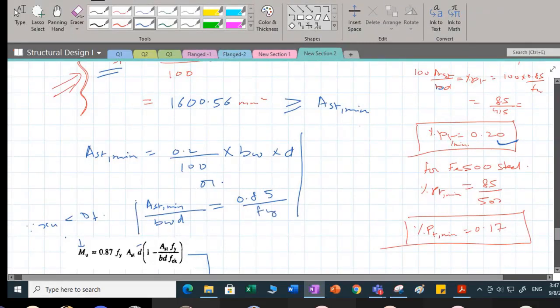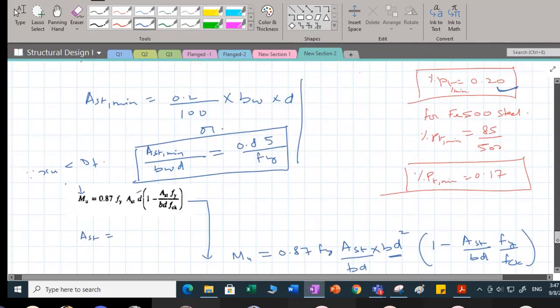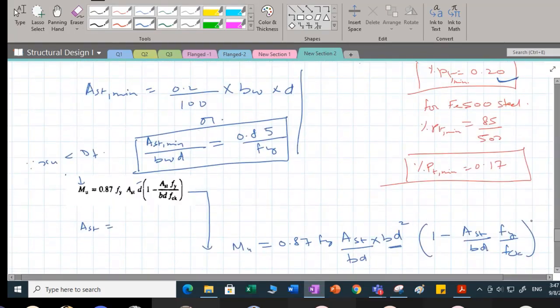Either way you can use. This is coming from the code, and a little bit of modification I have done for Fe415 steel. I know it is 0.2% of the cross-section area, so taking cross-section area as BW into D, you can do it in that fashion also. So how much is AST minimum now? Can you tell me? Width of web is 230 mm.